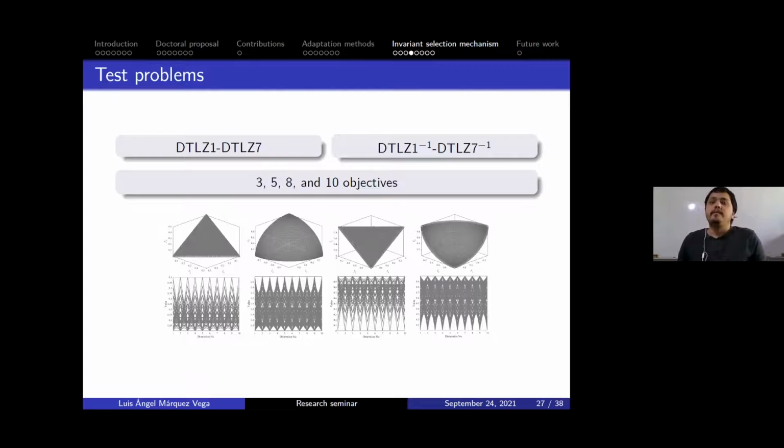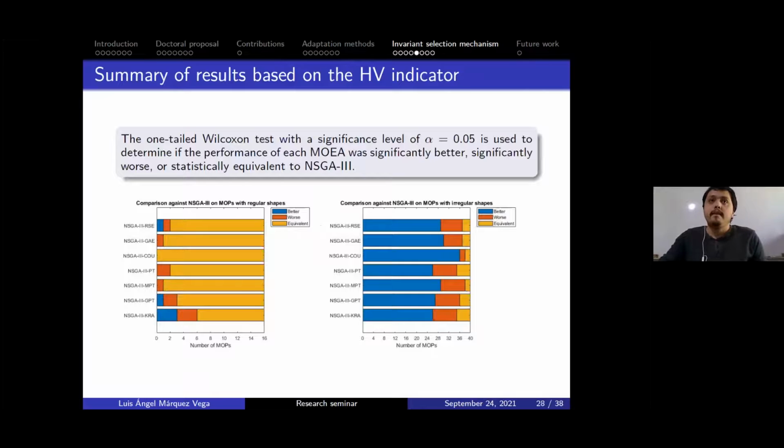We include 7 problems from the DTLZ test suite, and we also include the corresponding minus versions. In this case, we scale each problem up to 3, 5, 8, and 10 objectives. We can see the Pareto fronts of some problems included in this study with 3 and 10 objectives. Here we can see the summary of the results based on the hypervolume indicator, which is used to assess the convergence and distribution of solutions.